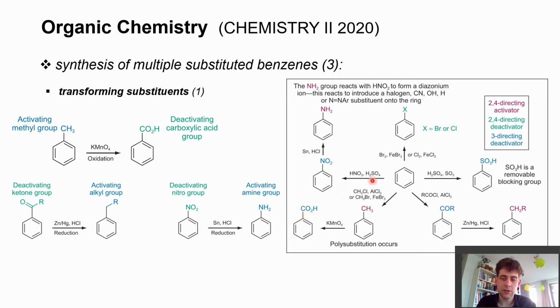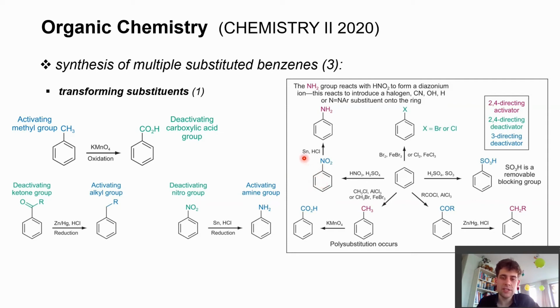We have also seen how you can introduce a nitro group onto the benzene ring. And now this nitro group, as we've seen, is strongly deactivating, but maybe you want to introduce a second substituent here, and maybe in para position. Then your nitro group is actually a very bad thing because it directs into the meta positions and is also deactivating. So you probably cannot do this reaction in a favorable way.